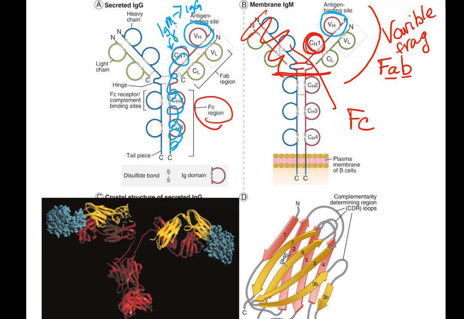Does that make sense? We still have the variable region, the FAB region. We still have the same variable region that we created during positive and negative selection. We don't want that to change because that's what was tested in positive and negative selection. Did we make a functional variable region? This is what creates the antigen binding site, your mama space. Okay? So we've created your mama space. We still want to make an antibody that binds to your mama space. We just need to get it into the blood and tissues.